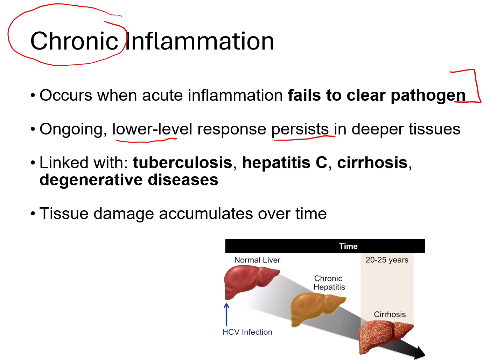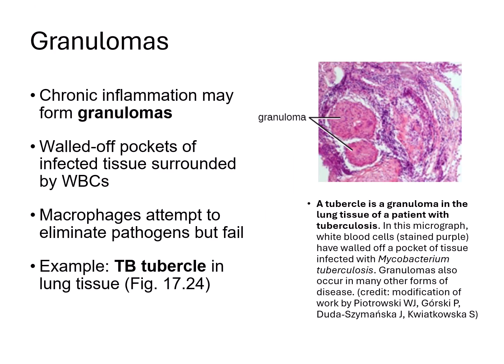Eventually, this leads to tissue damage and tissue repair happening at the same time, so the immune response is constantly active, but never reaches the intensity needed to clear that threat, to destroy the pathogen completely. Conditions associated with chronic inflammation include tuberculosis, hepatitis C, cirrhosis of the liver, and other degenerative diseases. Over time, the ongoing response leads to cumulative tissue damage. In some cases, chronic inflammation can lead to granuloma formation. These are pockets of infected tissue that are walled off by white blood cells.